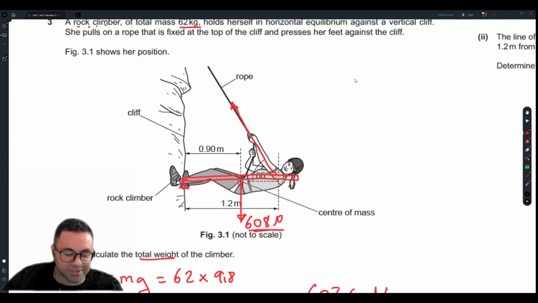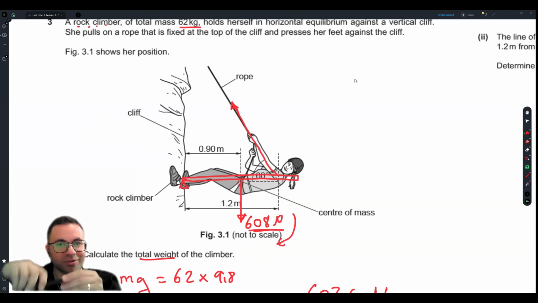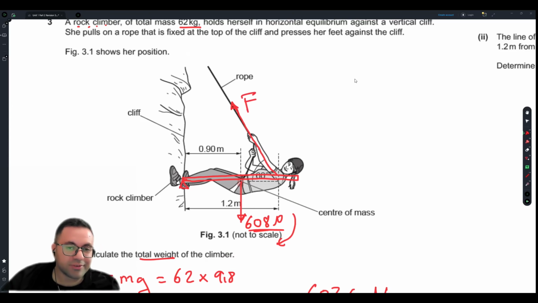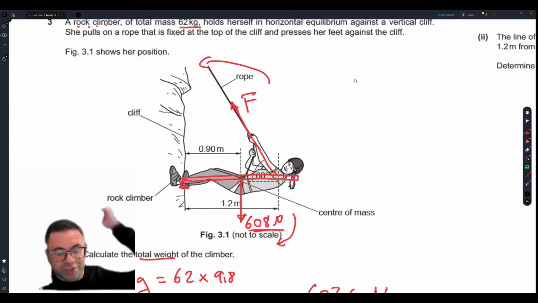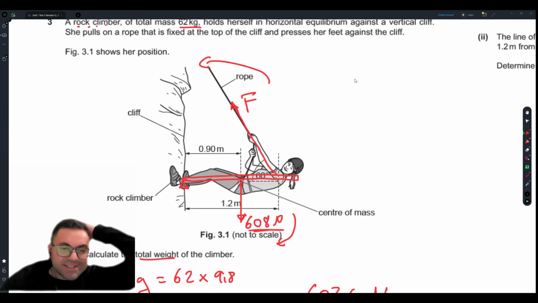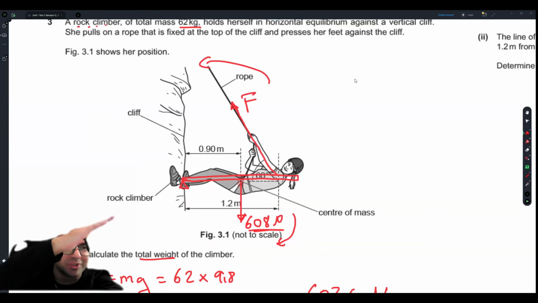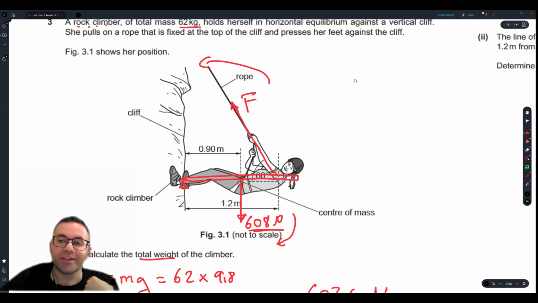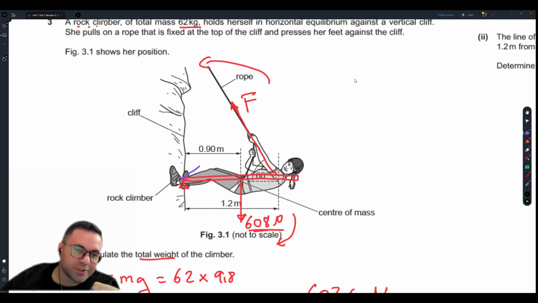This is literally 608 newtons at 0.9. So this is clockwise because it's rotating this way, clockwise. And then the tension, which I'll just call F, is an anti-clockwise moment. It's trying to lift her to the other direction, like pushes her to the other side. But is the distance between the pivot and F 1.2? No, they're not perpendicular. So what do I need to do? I need to draw a line from the pivot to the force. So what is this distance over here?